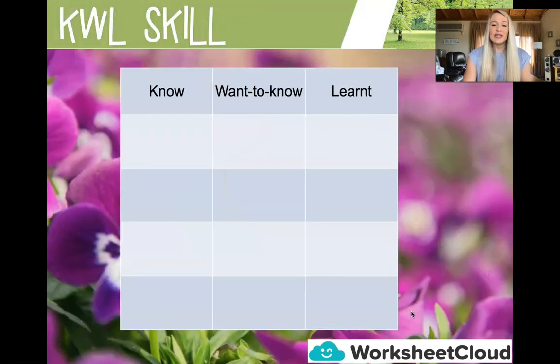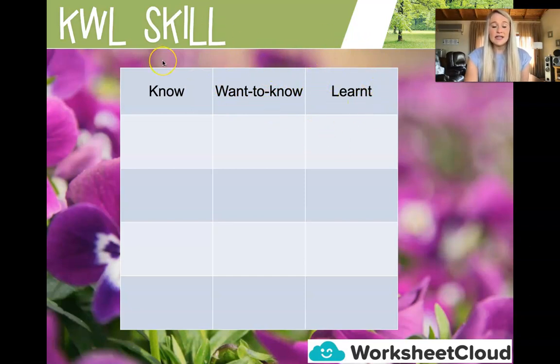Right. So this particular skill is an amazing thinking skill. And on your piece of paper, I want you to draw yourself a little table with 3 columns. The first heading is you're going to write the word know. The second heading is you're going to write the words want to know. And your third column and your third heading is learned.